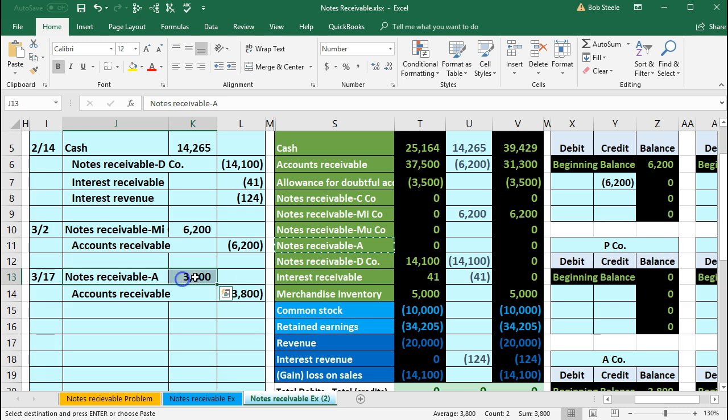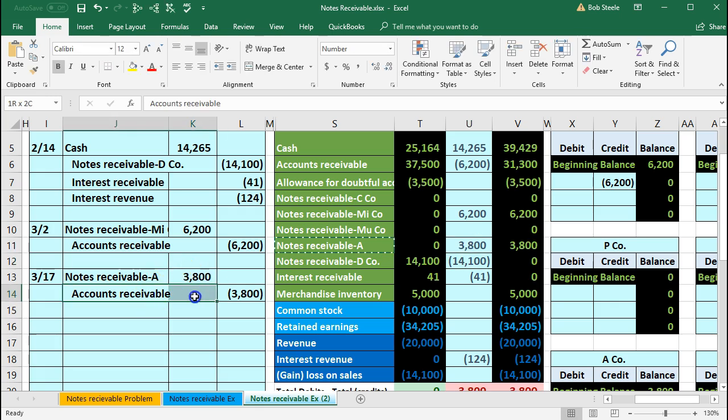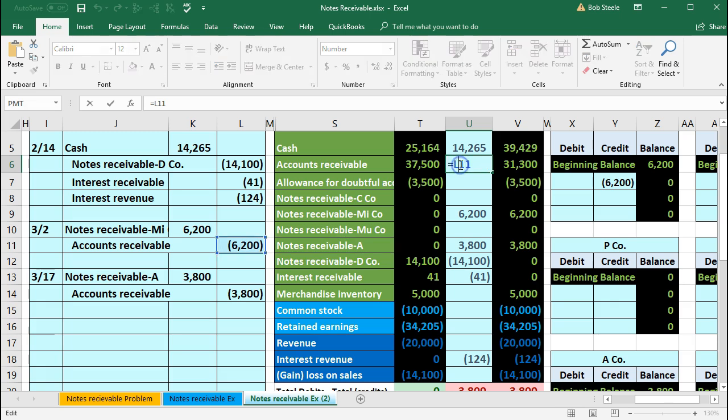Then we'll post this out. Here's the note receivable. We're going to post that out here, in U11. So within U11, we're going to say equals and point to that 3,800 and enter. And then the accounts receivable here is going to be up in U6. There's something in it. Therefore, we will double click on it, go to the end of it, say plus, then point to that accounts receivable and enter. Bring the balance down to 27,500.